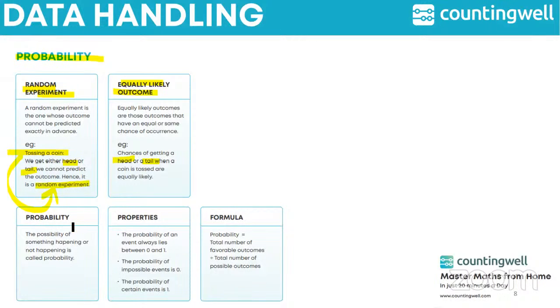What is probability? Probability is nothing but the possibility of something happening or not happening. So it will probably rain or it won't. So that is the case where we are using probability. It is nothing but the certainty or possibility of something going to happen or not going to happen.